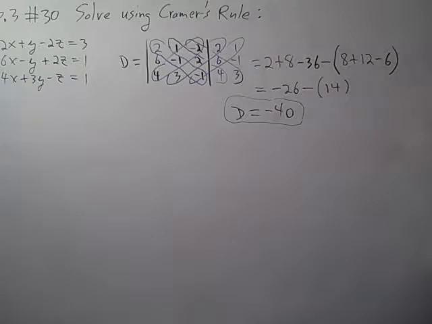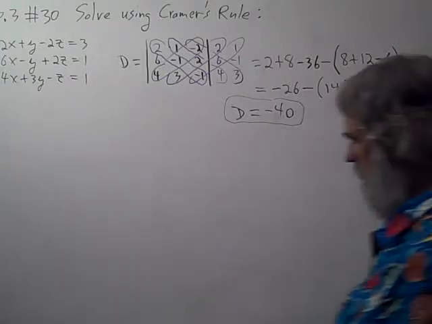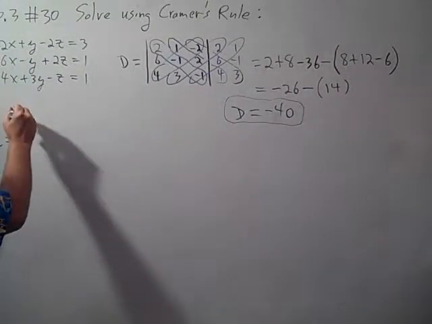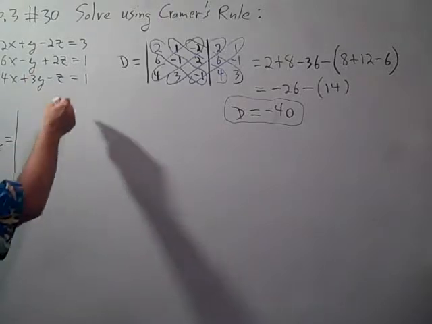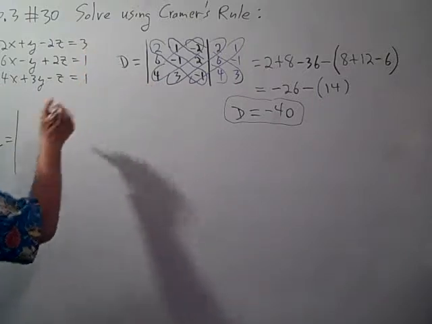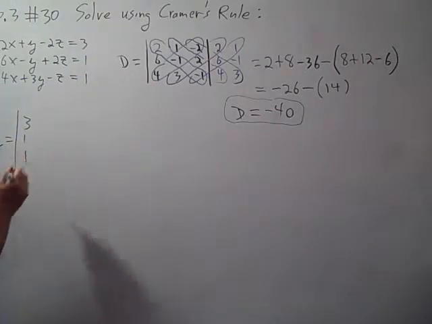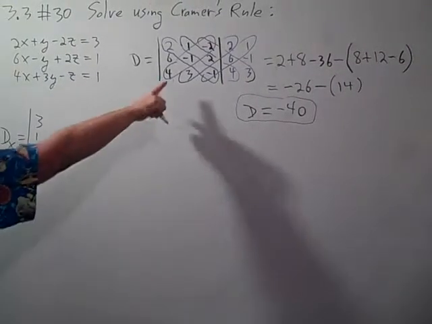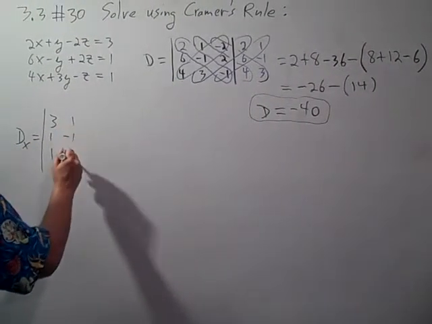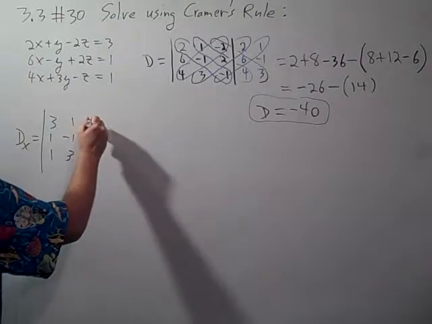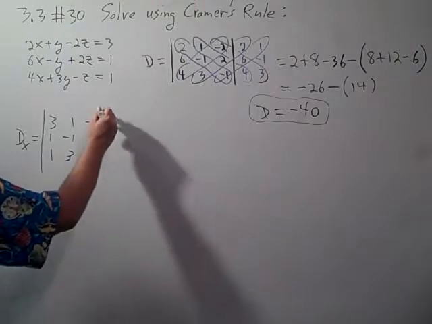Okay, so now we have to find 3 more determinants to finish this problem off. And the first one we'll find is D sub x. D sub x is what we get when we replace the first column here. Instead of 2, 6, 4, we use 3, 1, 1. We cover the x column with what's on the right side of the system, 3, 1, 1. The y and the z columns are the same as they were here, so 1, -1, 3, and -2, 2, -1.